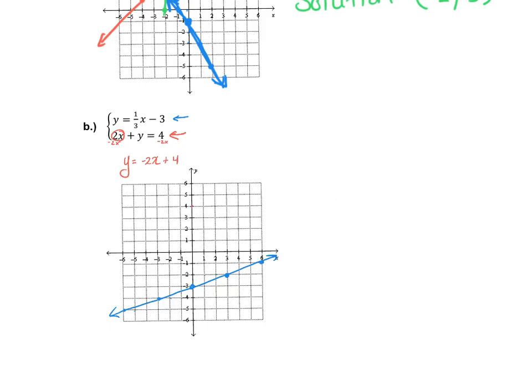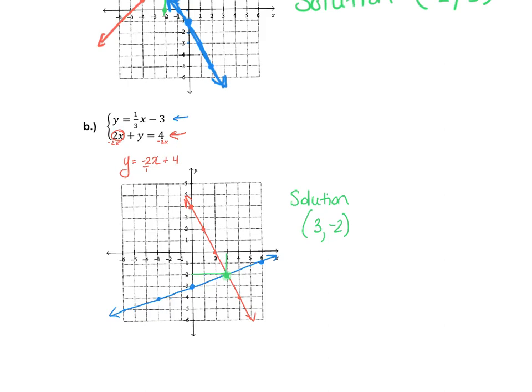I'm going to begin at 4. And then my slope is -2 over 1. So down 2 to the right 1, down 2 to the right 1. And I can see where they're hitting already. That point of intersection is the solution. So the solution for this is 3 on the x, -2 on the y. So 3, -2 is my solution.